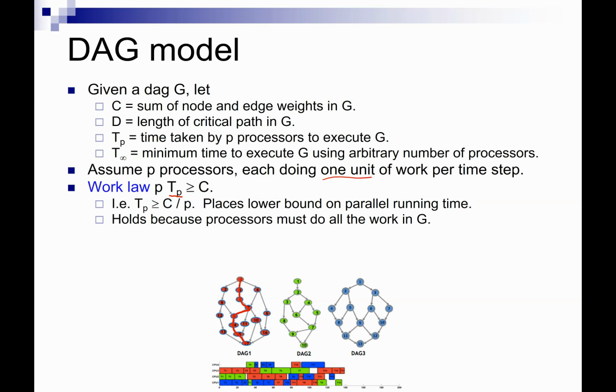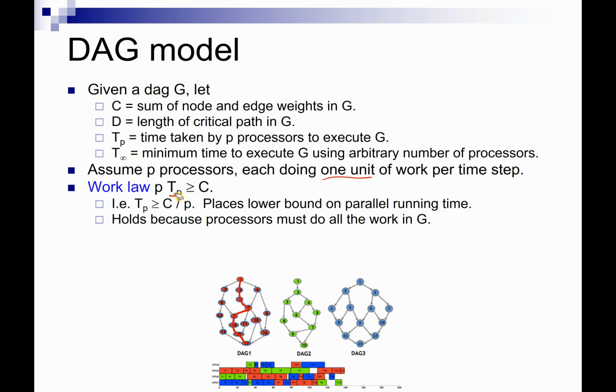And the amount of work that you're doing in TP time is just P times TP. And so this has to be at least as large as C. Right? So now P times TP can actually be larger than C, when you have overhead, for example, idle time. This P times TP can be larger than the minimum amount of work, but it's got to be at least as large.